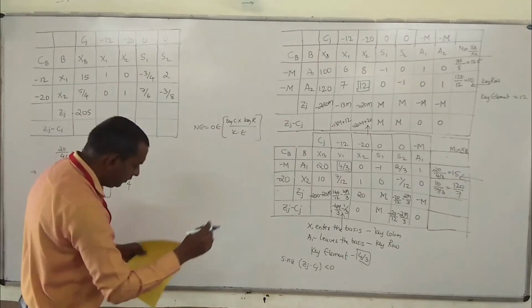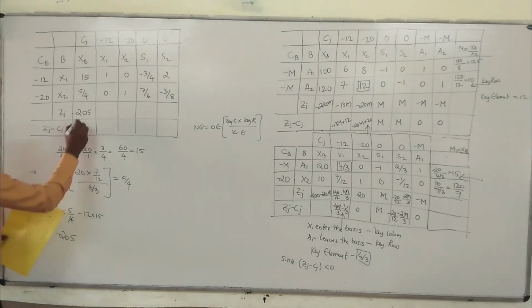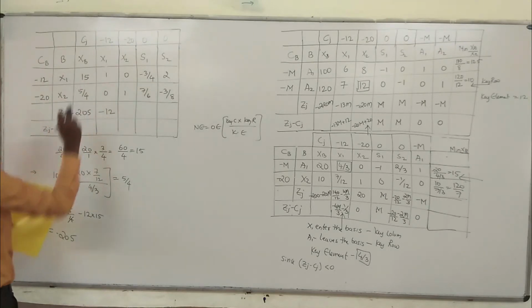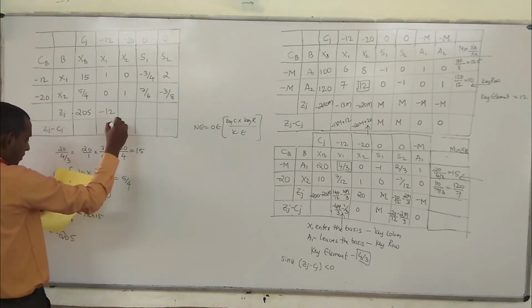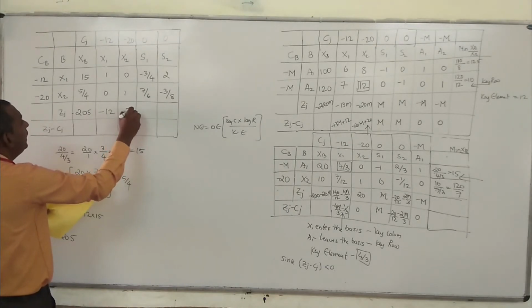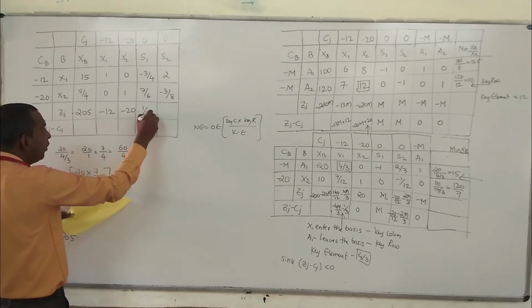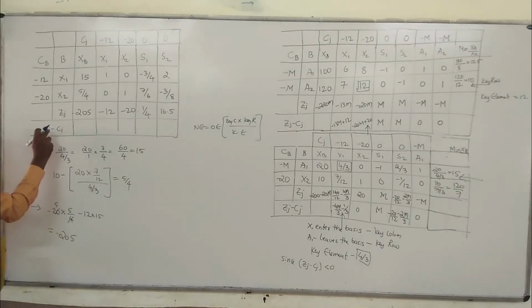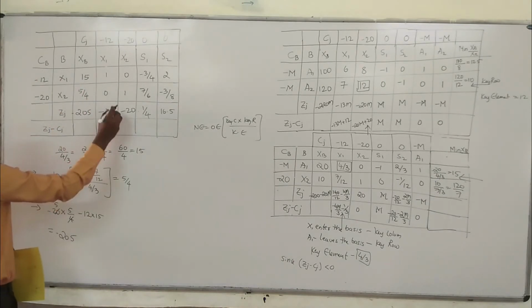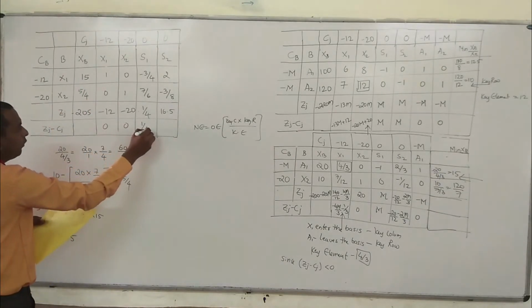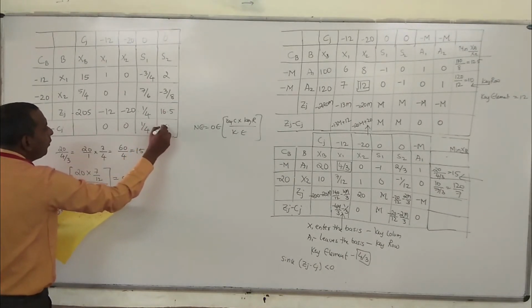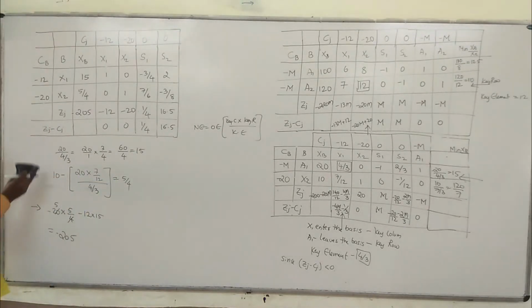The next value is minus 12. So this into this is 0, so minus 12 it is. Next comes minus 20, then it is 1 by 4, followed by 16.5. So when I do Zj minus Cj, it is 0, it is 0, it is 1 by 4, it is 16.5. So now we got the values here.